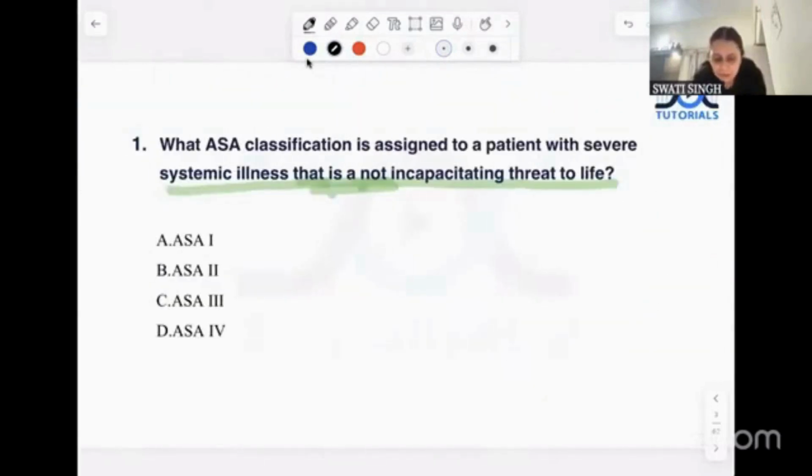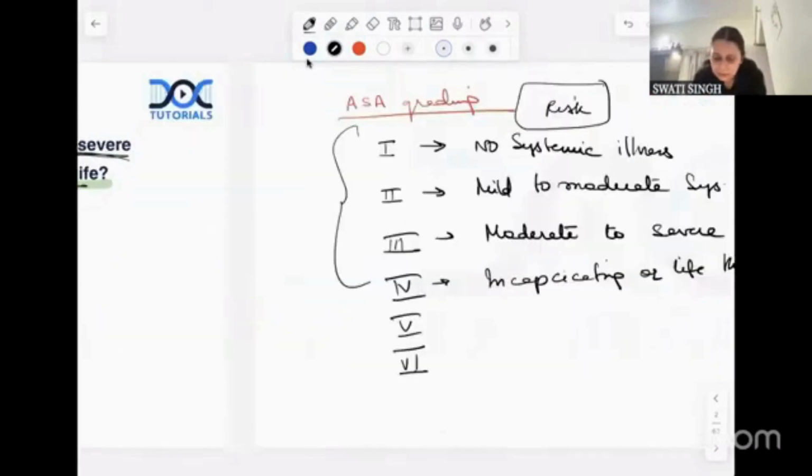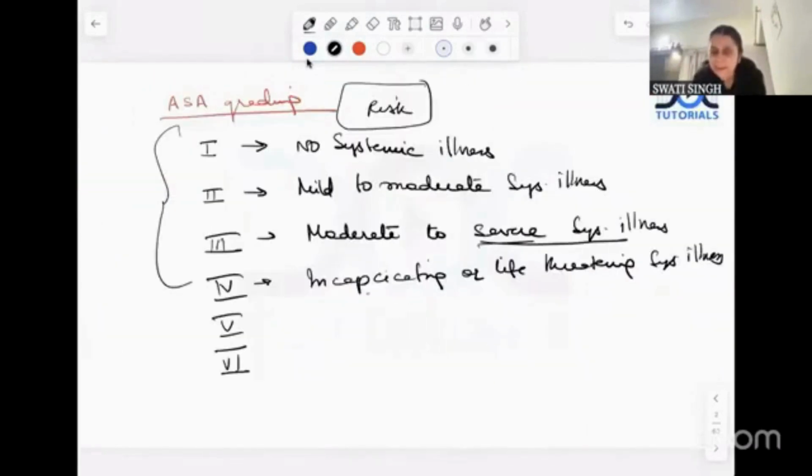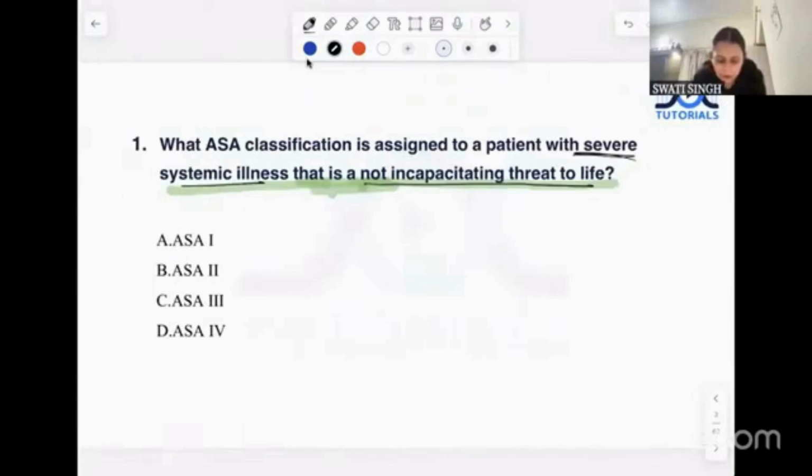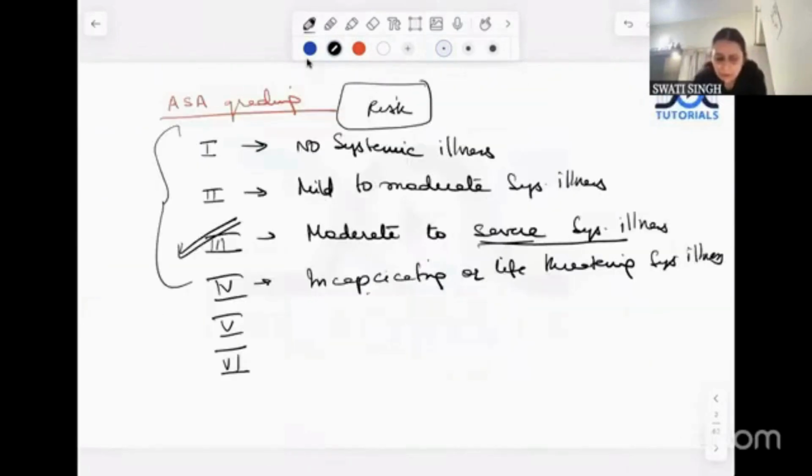So the question is, the patient has a severe systemic illness that is not incapacitating or life-threatening. This is ASA grade 3. So in the options, C is ASA grade 3. C is the answer. Now remember guys, ASA grade 4 is different from ASA grades 1, 2, 3. ASA grade 4 means that surgery is the only option for survival.